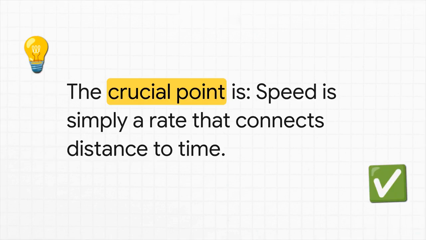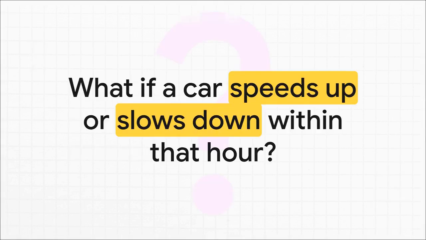And that, right there, is the most important takeaway from all of this. Speed isn't just a number. It's a rate. It's the rate that connects distance to time, telling you exactly how much ground you're going to cover for every single unit of time that goes by. But this brings up a final, really interesting question, doesn't it? We've assumed this car is just cruising at a perfectly steady 50 kilometers per hour. But what happens in the real world, when a car speeds up or slows down in traffic? What do we call that whole concept? That's a great question and maybe a topic for another explainer.